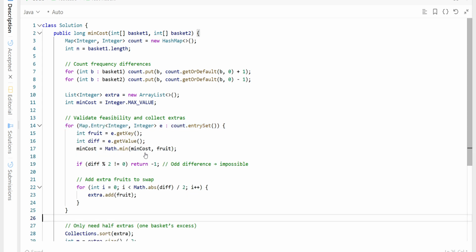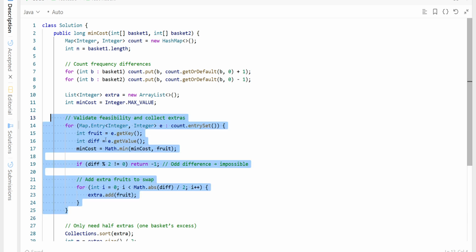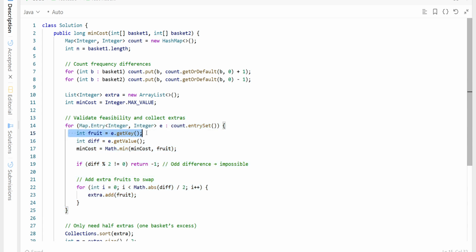So how are we going to do that? Very first, for all the counts from the map, you will get the entry set, because this is nothing but to get all the elements. You check the entry set. For each entry you get the key, which is the fruit, and the difference, which will be 0, -1, 1, or whatever. Now you have to find the mean difference.